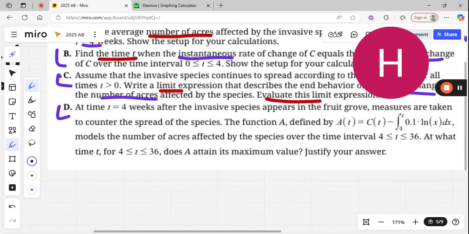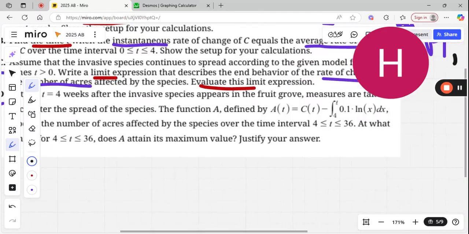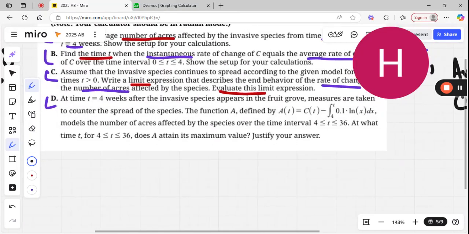At time t equals 4, after the invasive species appears, measures are taken to counter the spread of that invasive species. So after 4 weeks, there's some kind of response, and the function is defined by this. A of t equals C of t minus the integral from 4 to t of 0.1 ln of x dx. This models the number of acres affected by the species over time from 4 to 36. So we have however much the invasive species normally would affect things minus this sort of corrective factor because we've taken some measures. We don't know what we did, but measures were taken.